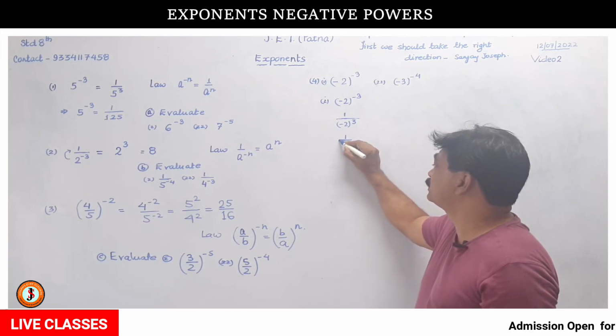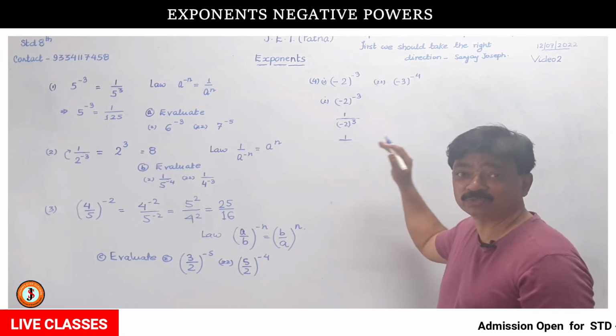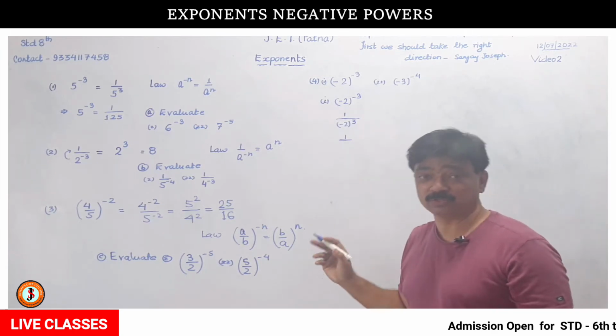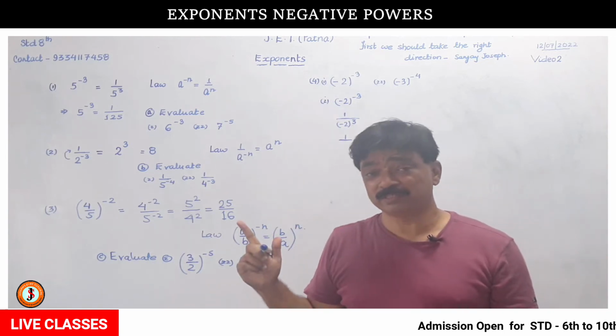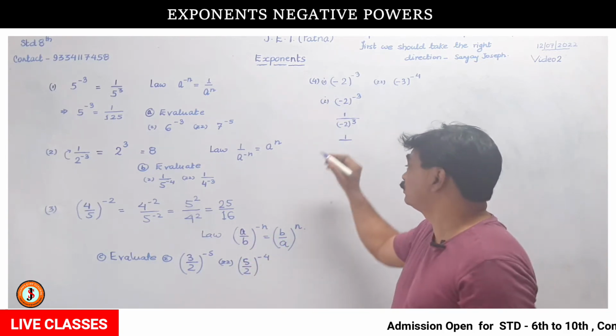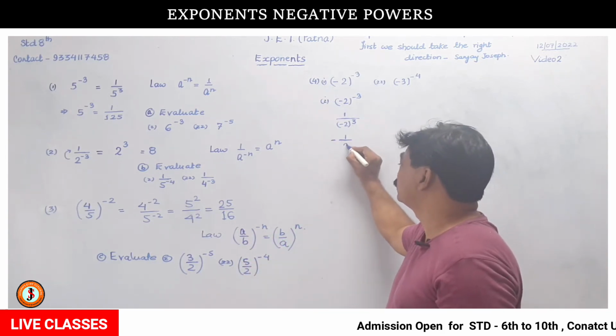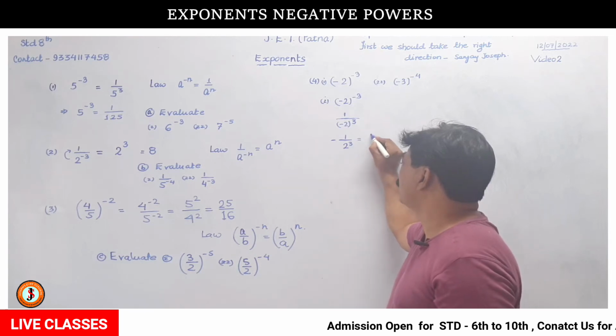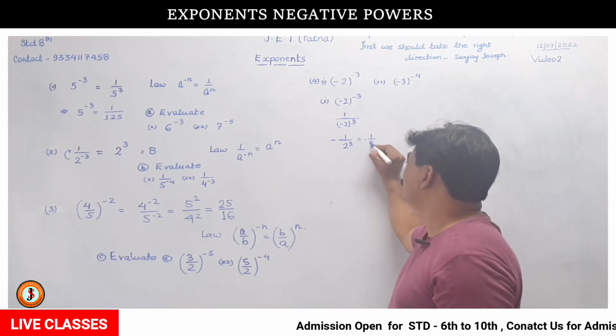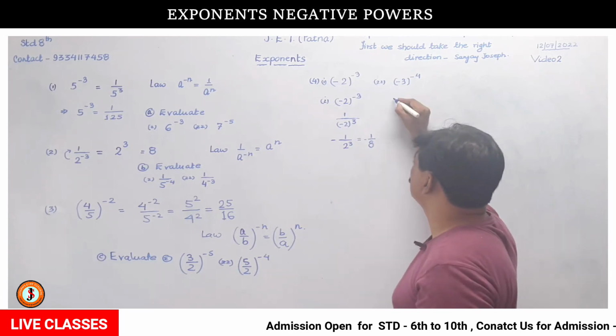Now the number itself is having minus, so it is minus 2 into minus 2 into minus 2. So minus 2 into minus 2 is plus, but 1 is left. In odd, always one negative will be left, so that negative comes in front. So this is 1 by negative 8.